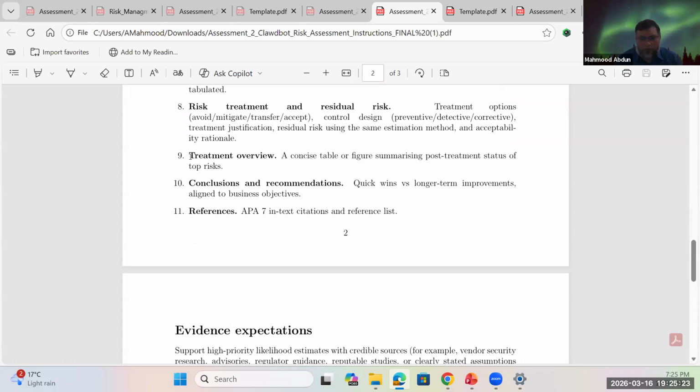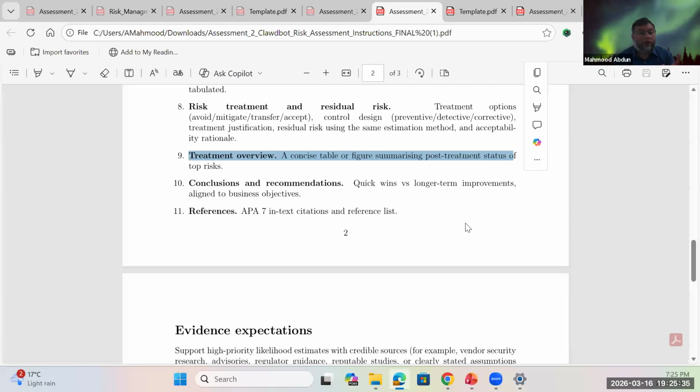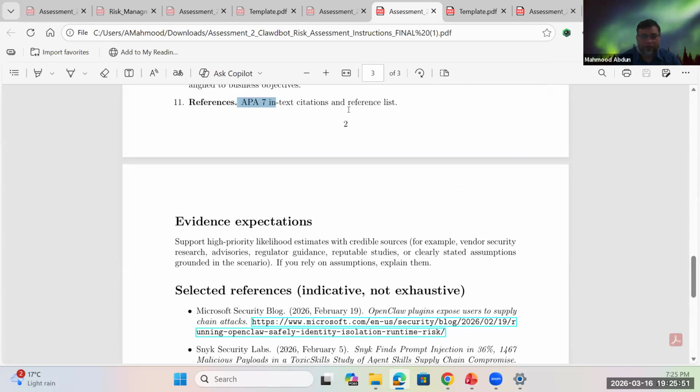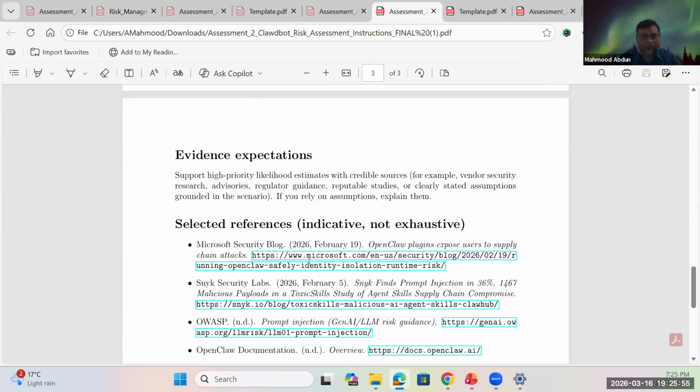Okay, so the treatment overview: a concise table or a figure summarizing the post-treatment status of top risks. Even after you have treated your risks, there's still some risk remaining, right? And then you summarize that in the post-treatment status. This is called the treatment overview. Conclusions and recommendations: what do you suggest that people do under the circumstances. References: APA 7 in-text citations, reference this as it's mentioned here.